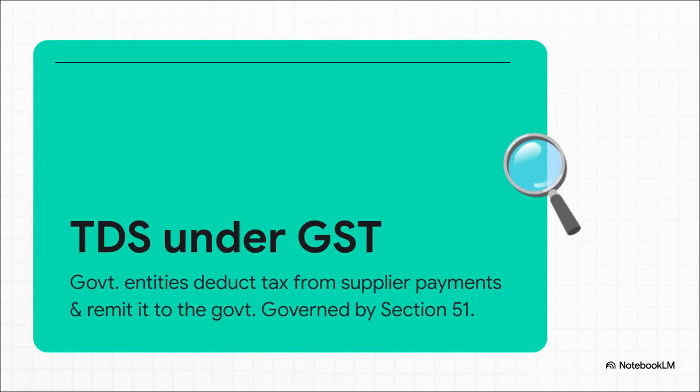So what's at the heart of all this? Well, it's a system called TDS, which stands for Tax Deducted at Source. It's pretty simple in concept. Specified government bodies will deduct a little bit of tax, usually around 2%, when they pay you, the supplier. Then they just remit that amount directly to the government. It's all governed by Section 51 of the CGST Act.